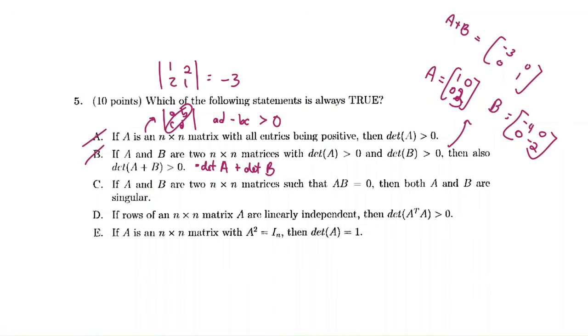I don't know, sometimes it just helps to try numbers, and sometimes things work and sometimes they don't, so in this case I feel like if your intuition tells you that this doesn't really make sense, then trying some numbers could prove you right. Okay, so for C, if A and B are two n-by-n matrices such that AB equals 0, then A and B are singular.